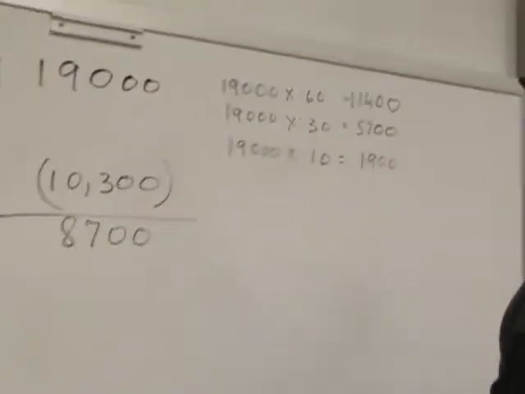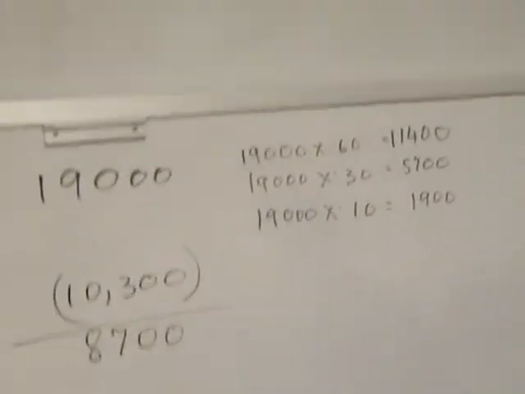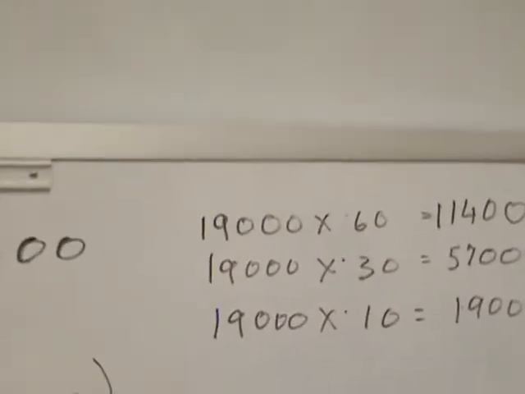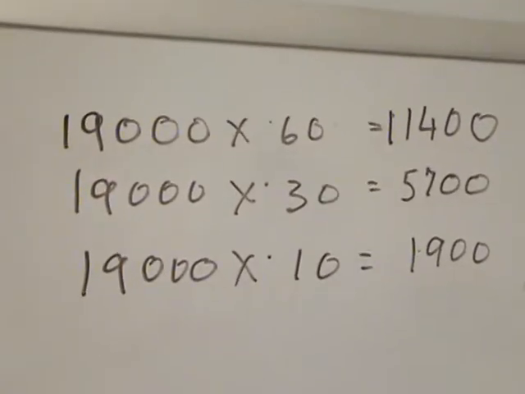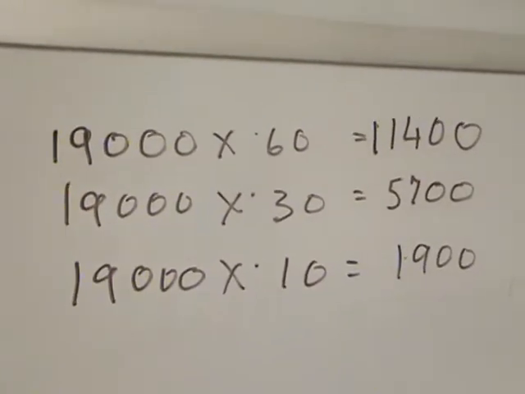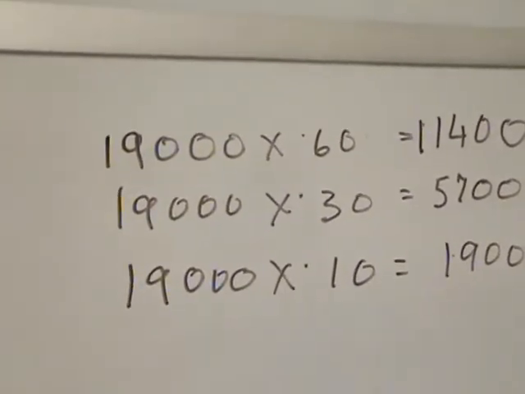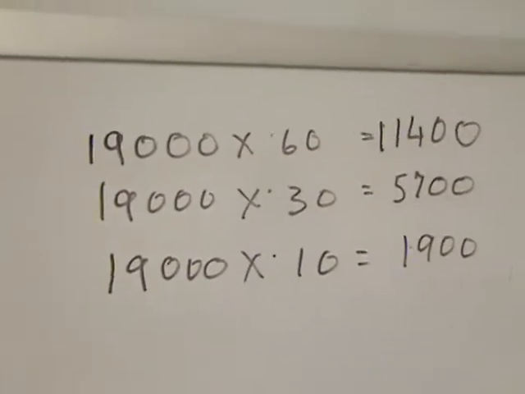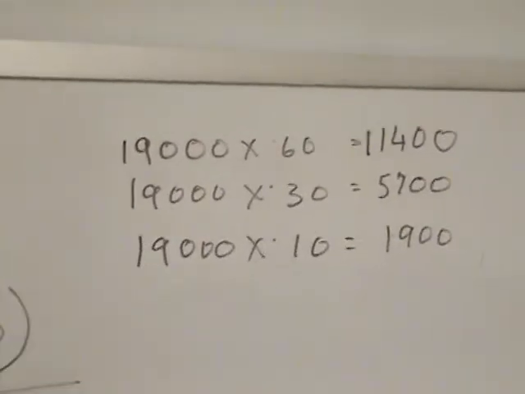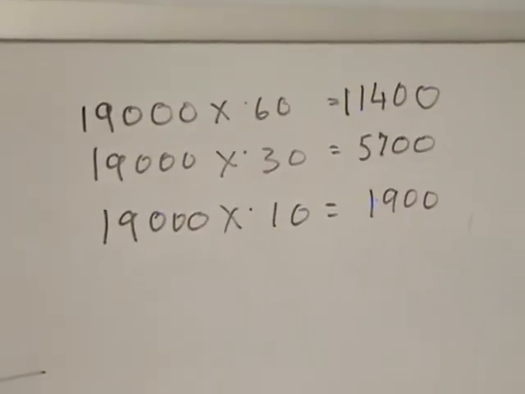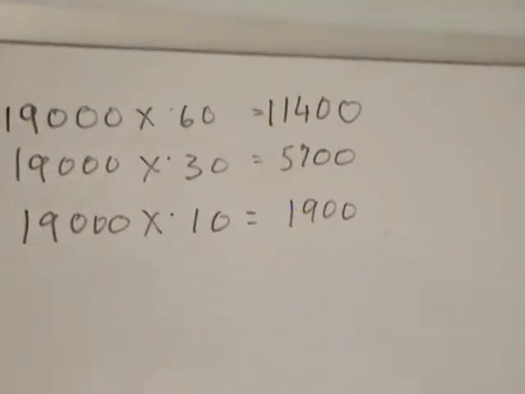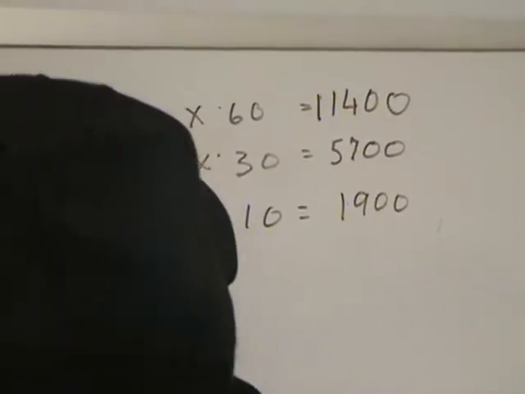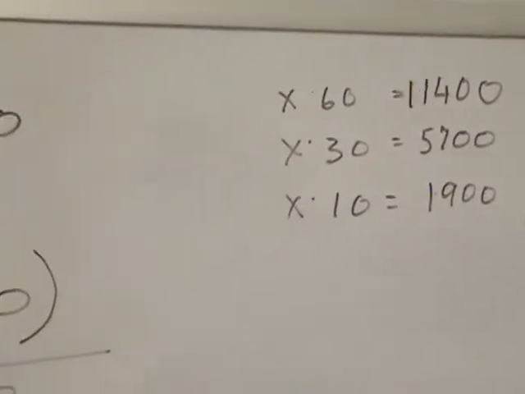Oh, this is the 8,700. Here, 8,700 times 0.6. I'm sorry. Erase that. That's what the mistake is. So you see, we caught a mistake. Go over here, erase 19,000 and put 8,700 there. That's what we're separating.